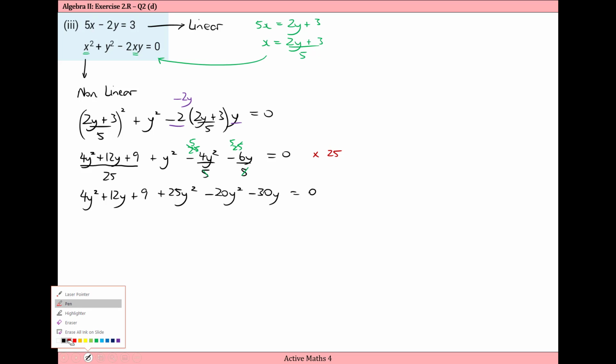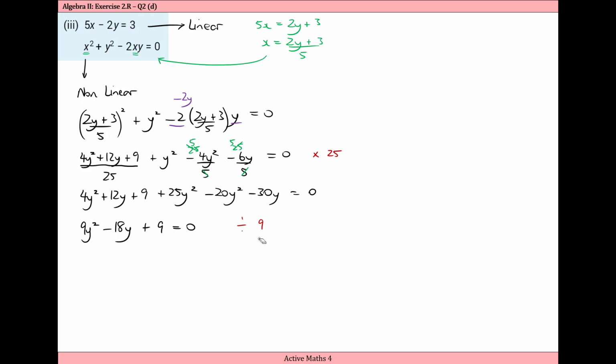Okay, so we're going to make a quadratic equation out of this. So I have 25y squared minus 20y squared is 5y squared, plus 4y squared is 9y squared. I have 12y minus 30y, which is minus 18y, and then I have the plus 9. So we can see when we form this quadratic, it's divisible by 9. So what we're going to do next, just to make the factorization a little easier, is divide across by 9. So when I do that, I get a quadratic that has y squared minus 2y plus 1 equals 0.